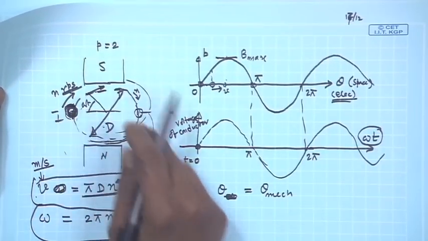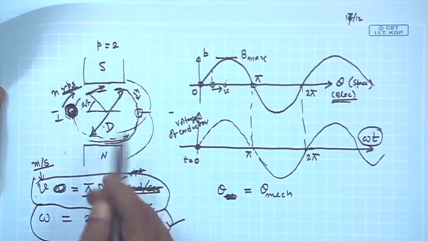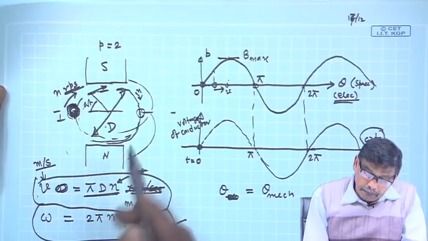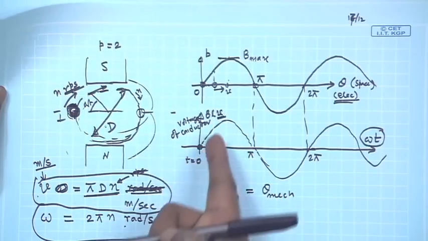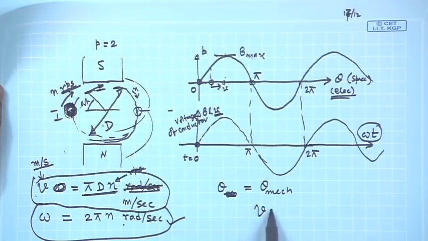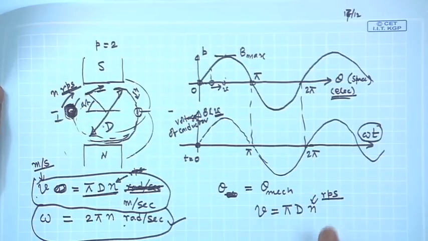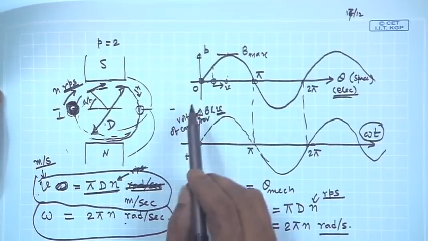What is omega? Omega is the speed of the rotor in radian per second. We started with the speed of the rotor as n rps, which I can measure with a tachometer. That is the mechanical speed, but to calculate the induced voltage I require V, not omega, and V must therefore be expressed in terms of the diameter of the rotor. If it is d, V is equal to pi d n, where n is in rps, though it may be expressed in rpm. The angular speed is in radian per second, which is 2 pi n radian per second.